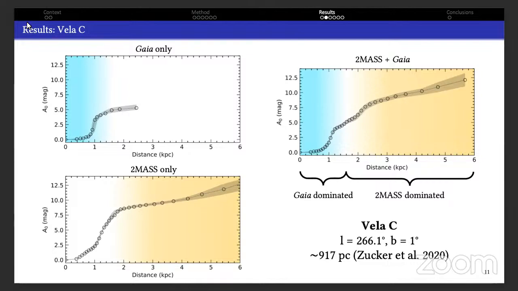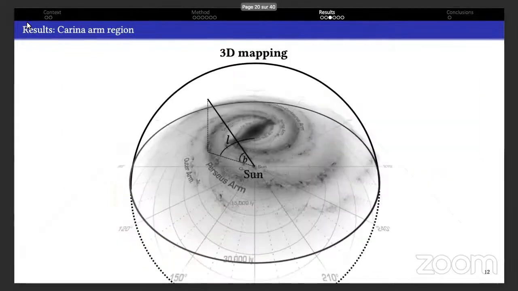And what you can see is that we retrieve quite well the position of Vela, and even more, we can see that the short distances are mostly constrained by Gaia, and large distances are mostly constrained by 2MASS. So the use of both Gaia and 2MASS without cross-match seems to be effective with our method to retrieve the position of clouds. So now, how to have a 3D map?